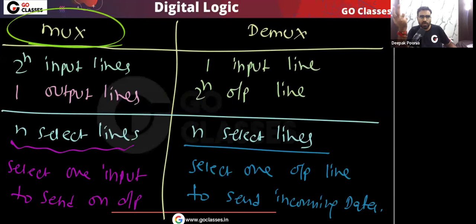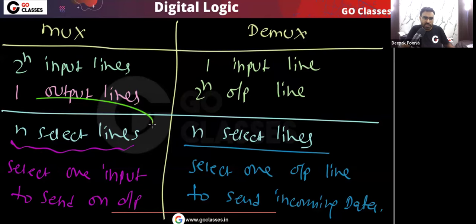Let's see the comparison of multiplexer and demultiplexer. In the multiplexer, we have 2 power n input lines and there is one output line. In the demultiplexer, it is just opposite. Means there is one input line and there are 2 power n output lines. And remember, in the multiplexer also there are n select lines, and in the demultiplexer also there are n select lines. But remember, in the multiplexer, we use these select lines to determine which input will appear in the output.